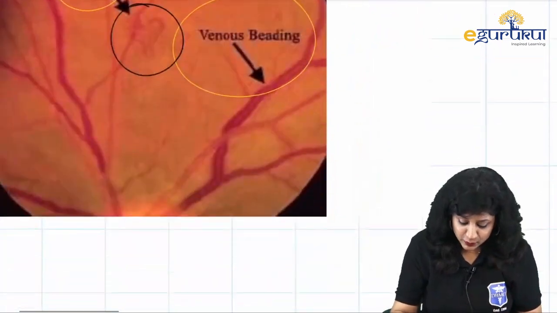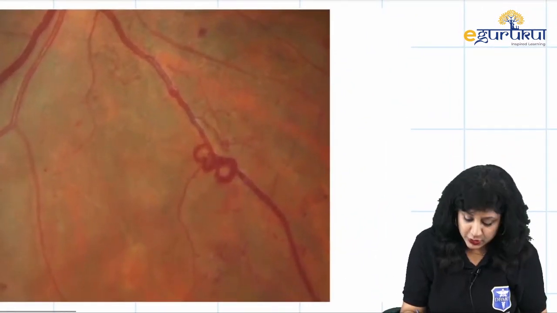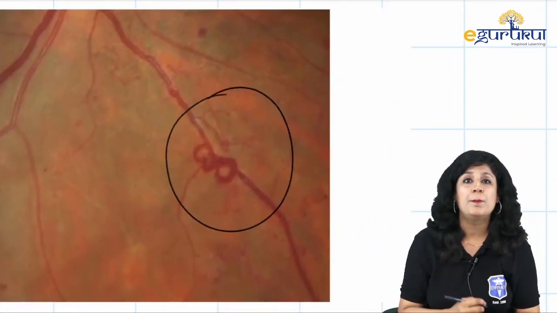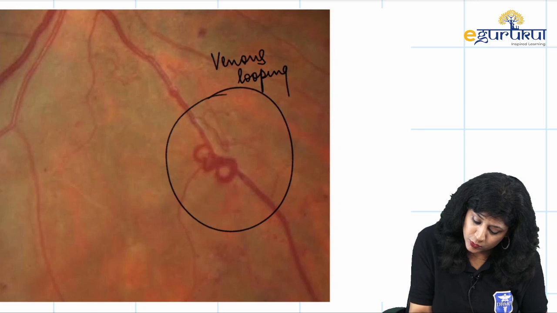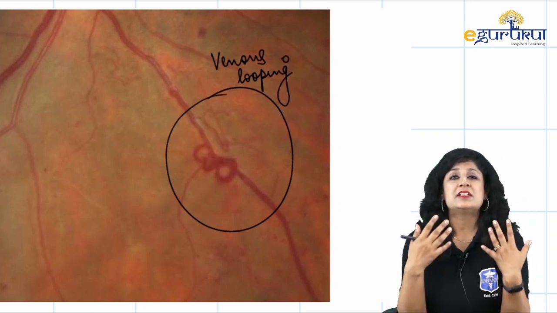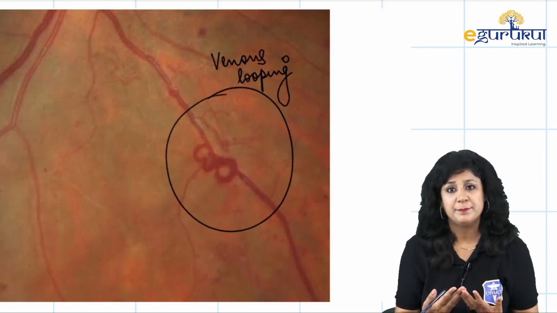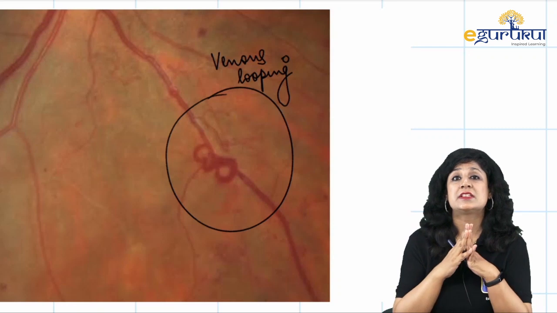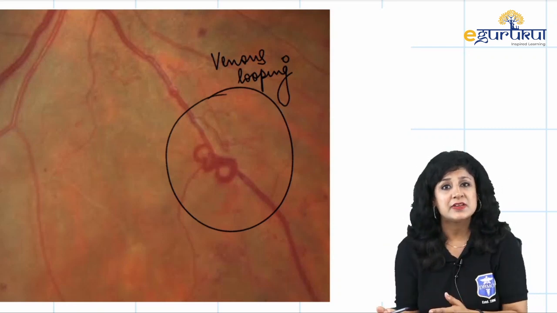And a very beautiful thing that you can see is this. You can also see a looping. This is your 8-shape loop that you are getting in veins. This is called venous looping. So you can see IRMA, you can see venous looping, and this is how we can see the severity of the NPDR.